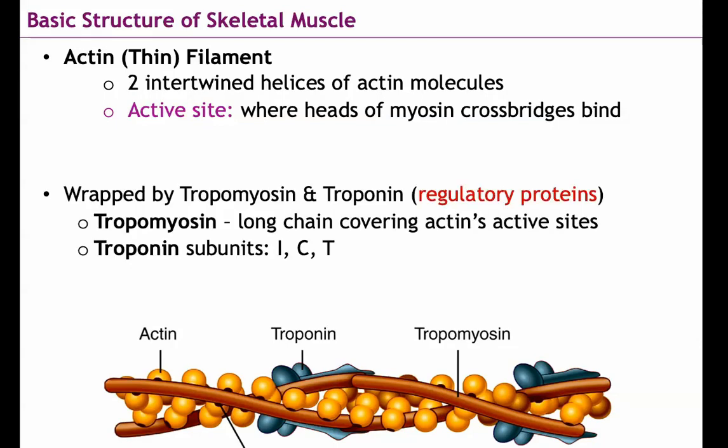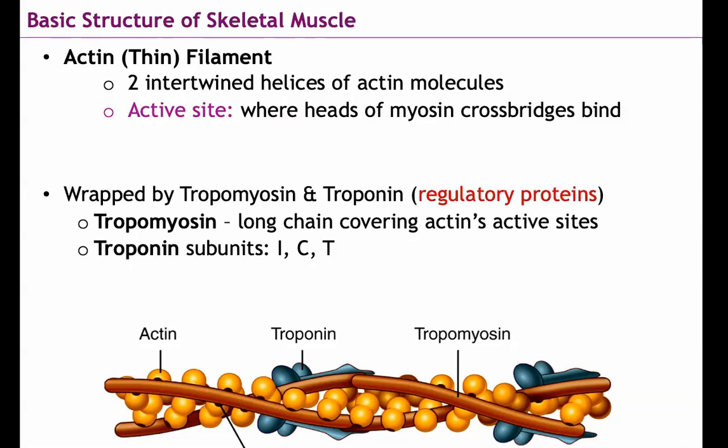And we have to talk about these two other structures. The actin filament is wrapped in something called tropomyosin. Tropomyosin is the long chain that covers the active sites. So why does it cover it? Because it prevents myosin heads from binding onto it. These are called regulatory proteins because they regulate contraction. So they cover the active sites. That's what the tropomyosin does. And it's going to shift back and forth depending on if there is calcium present. And we'll talk about that.